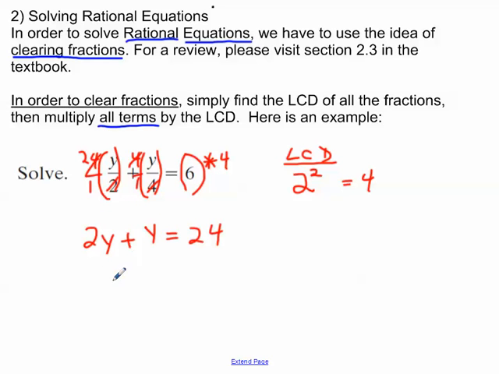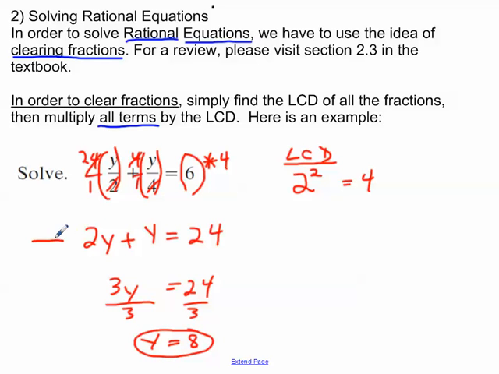So now we say 2y plus y is 3y equals 24. Divide by 3 and divide by 3 and we get y equals 8, and there's an answer. We'll find that this equation is a lot easier to work with than the original equation, just because the original equation had fractions.